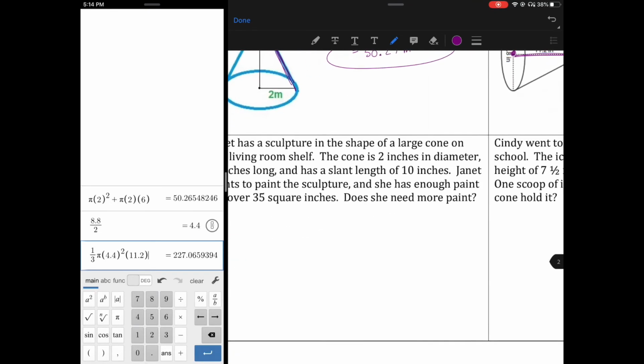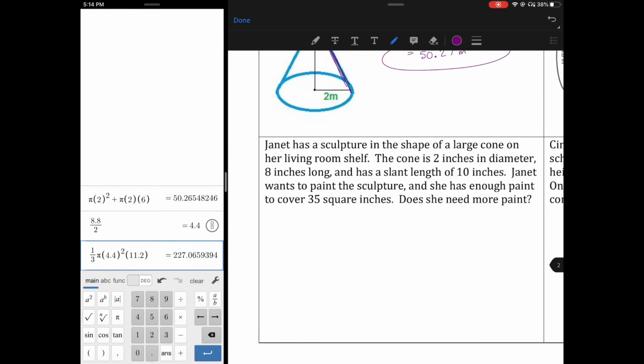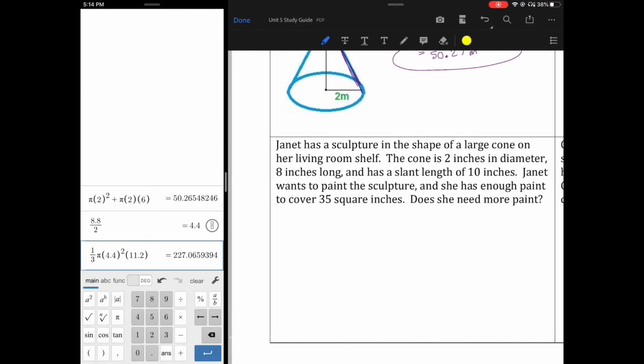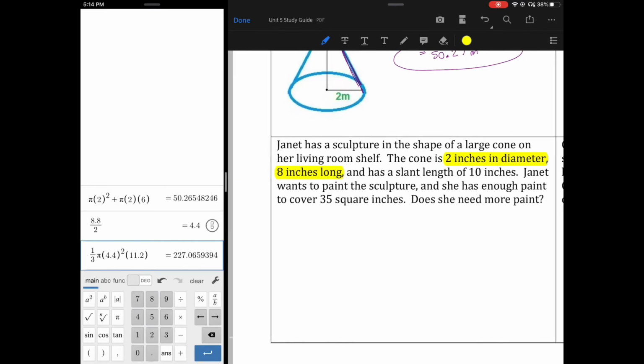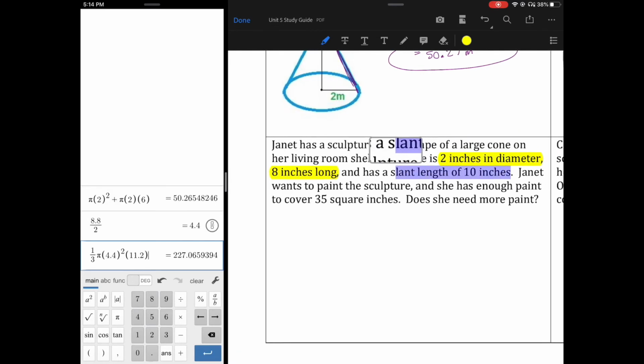And then our next two problems, we have to figure out if we're doing surface area or volume. And our first one, it says that Janet has a sculpture in the shape of a large cone on her living room shelf. The cone is 2 inches in diameter, 8 inches long, and has a slant length of 10 inches. She wants to paint the sculpture. Does she need more paint? So in order to do that, we need to find the surface area, because if you're covering something, you're just going around the outside, which is surface area.